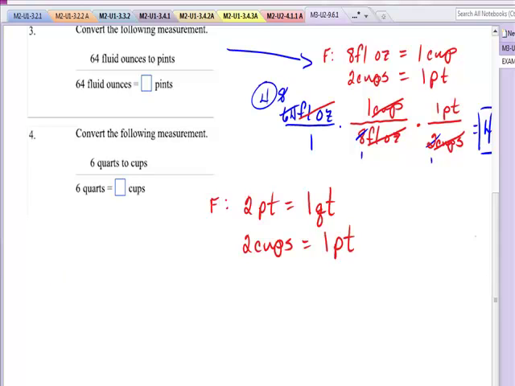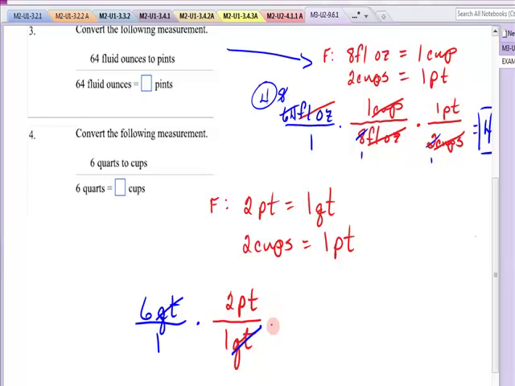So here we go. I start with 6 quarts. Put it over 1. I want to get rid of quarts. Look around. What do I have? I have this one. So I can put 1 quart on bottom, and that leaves me with 2 pints on top. That's not where I want to end up, but it's moving in the right direction.